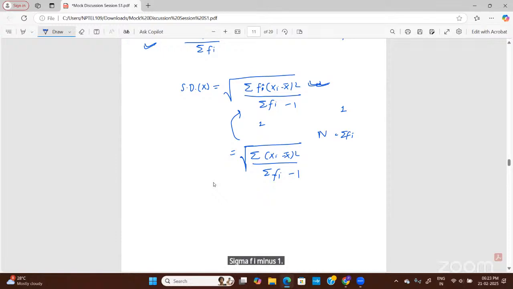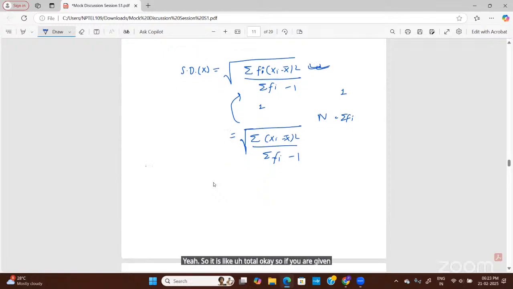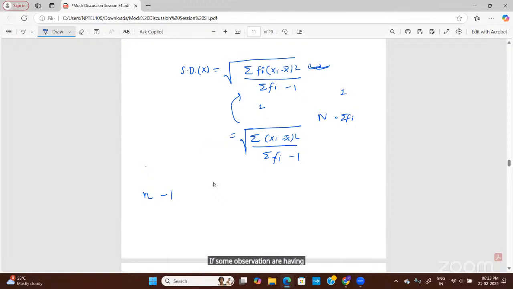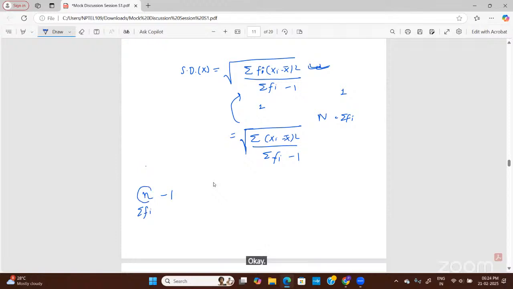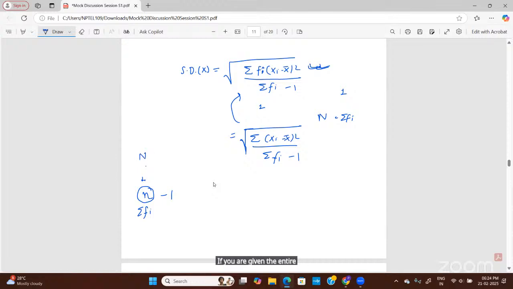So if you are given the sample, it will be the total number of observations in the sample minus 1. If some observations have some frequency, you can write it as summation of fi. So this is nothing but the total number of observations minus 1, and that is for a sample. If you are given the entire population, then it will be the total number of observations in the entire population.